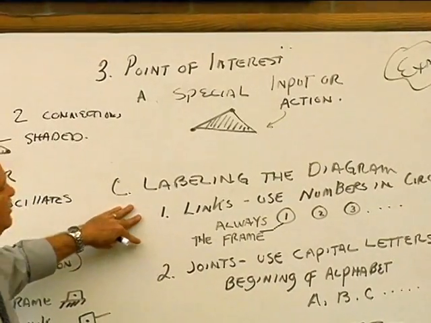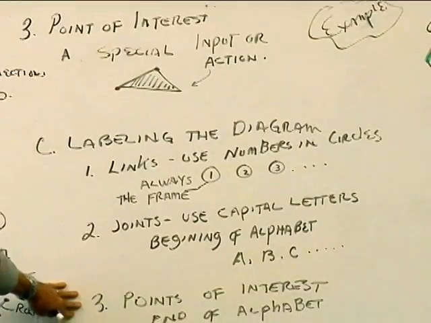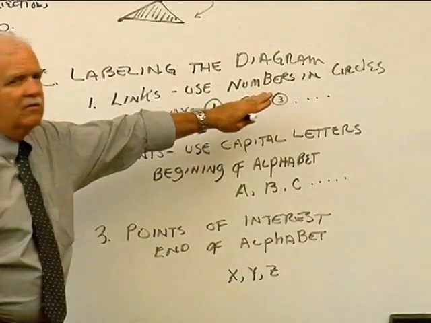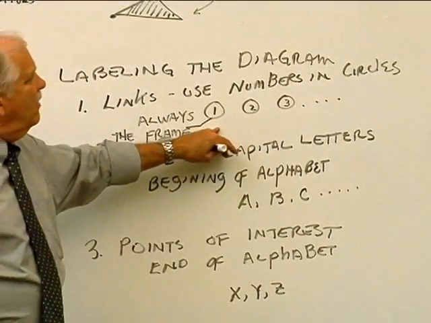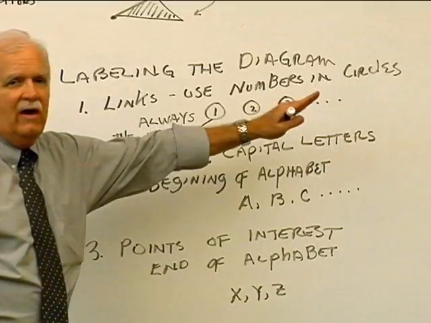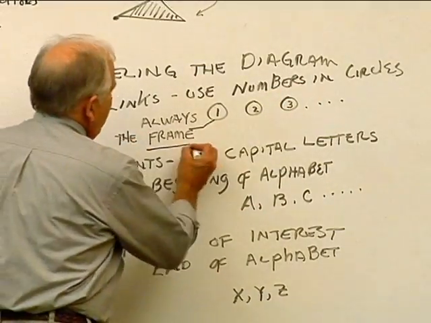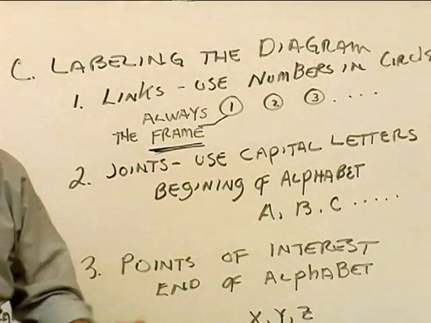And finally, when you label your diagram, you label the diagram with these three labels. One is the link, and all the links use numbers. And they're numbers in circles. So you start with 1, 2, 3, 4, and so on. The number 1 is always the frame. Always the frame is number 1. Beyond that, you can choose any number you want for any part.